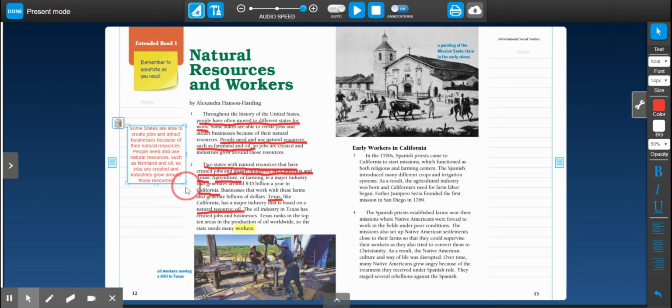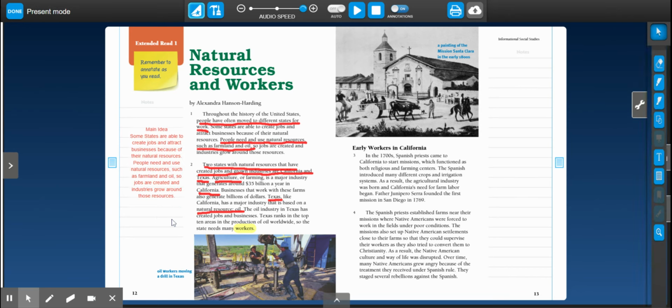We're going to continue to read each section to figure out the main idea. Let's keep going. Oil workers moving a drill in Texas.